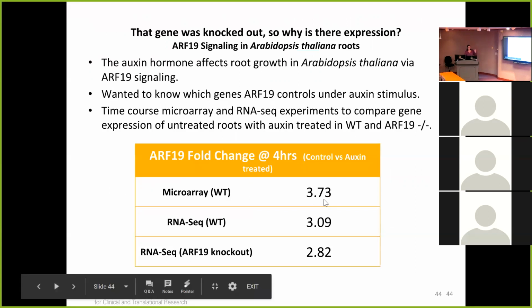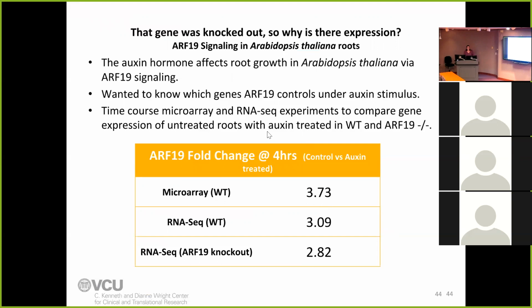So this is actually an experiment, a project that we're doing on the Arabidopsis thaliana plant. And we're looking at ARF19 signaling and how that controls root growth under stimulus through the auxin hormone. This has been like a 10-year project. It's still going on. But we originally measured gene expression with microarrays, and the wild type, which has the ARF19 transcription factor active in it, we measured that expression for this ARF19 gene, and we have a fold change of 3.73.